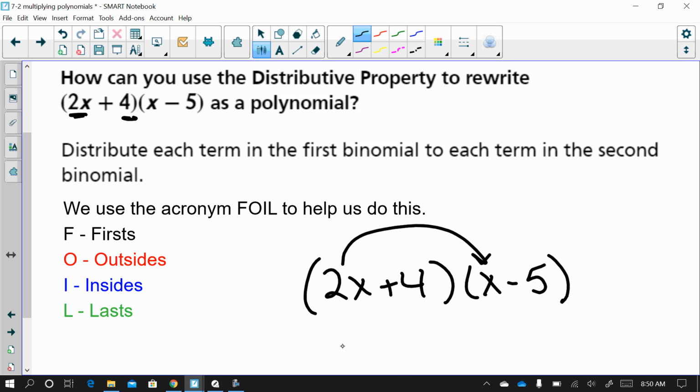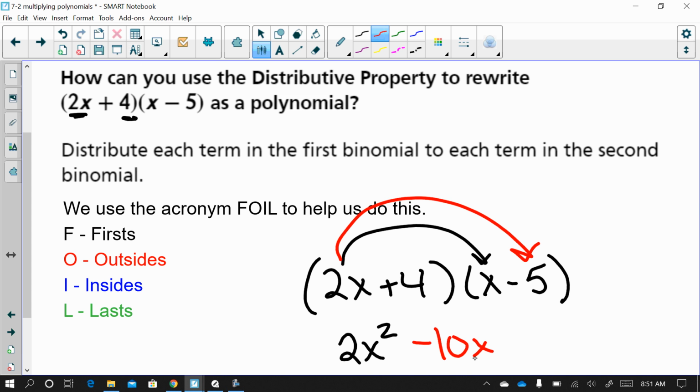Okay, so distribute the 2x. 2x times x gives me 2x squared. Okay, distribute the 2x again. 2x times negative 5, negative 10x. Now we're going to do the 4. We'll distribute the 4 to both things. 4 times x. And we're going to distribute the 4 again because we have to distribute to both. So 4 times negative 5 is negative 20.